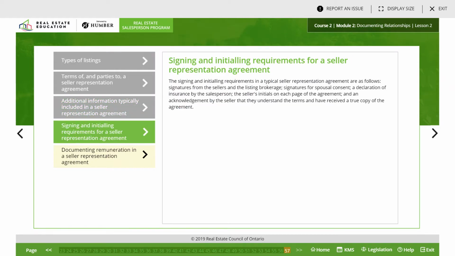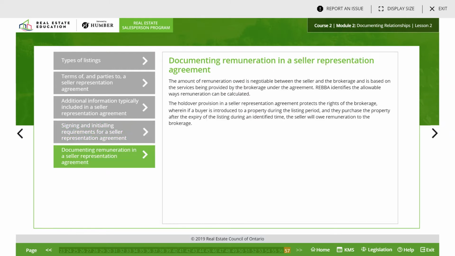Signing and initializing requirements in a typical seller representation agreement are as follows: signatures from the seller and the listing brokerage, signatures for spousal consent, a declaration of insurance by the salesperson, the seller's initial on each page of the agreement, and an acknowledgement by the seller that they understand the terms and have received a true copy of the agreement. Documenting remuneration in a seller's agreement.